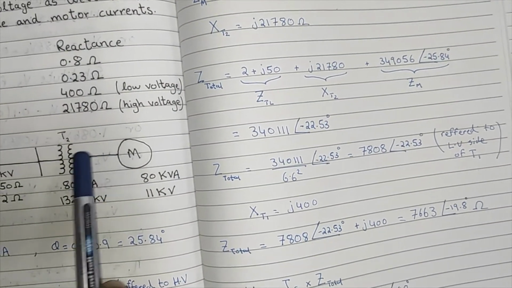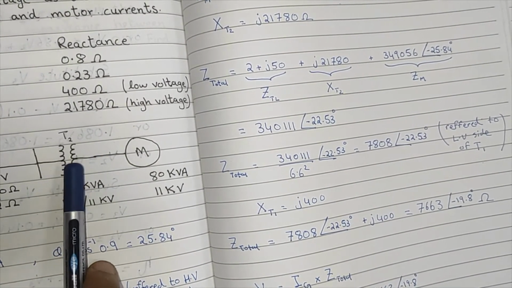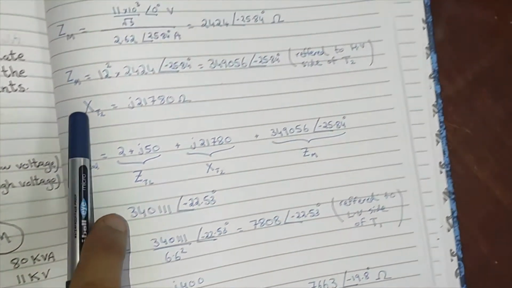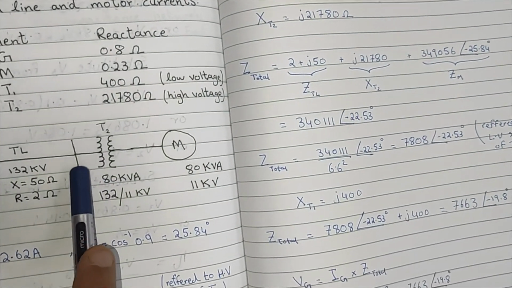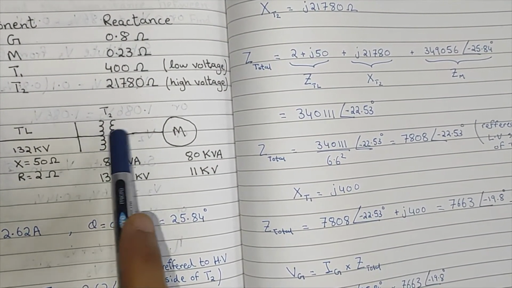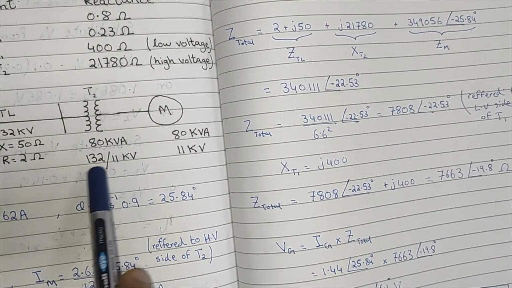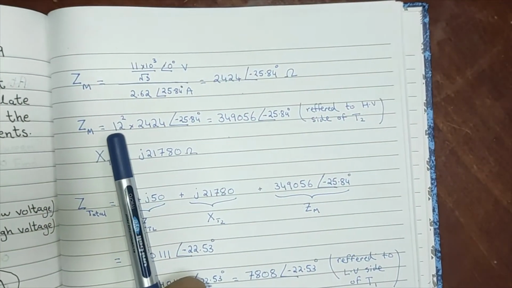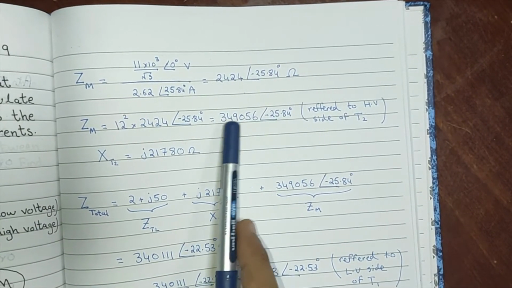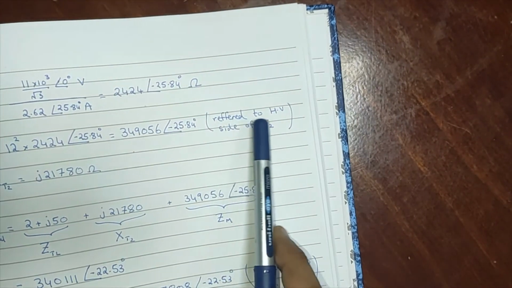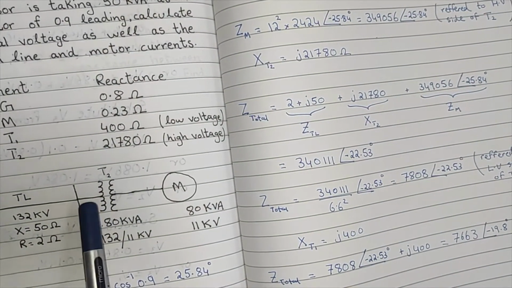If you want to take it to the other side of the transformer, you will actually have to increase it. So you have to multiply it with A square. So this impedance of the motor, if you want to take it to the high voltage side of transformer number 2, you will have to multiply it with A square, A being the turns ratio of transformer number 2, which we already calculated to be 12. So 12 square, which is A square, times this impedance. You will get this impedance of the motor, but now it is referred to the high voltage side of T2, or transformer number 2. This is the high voltage side.